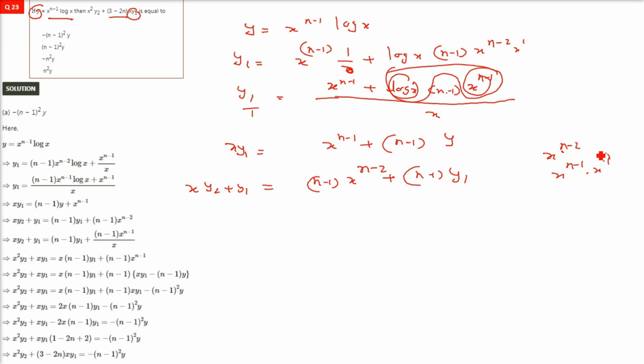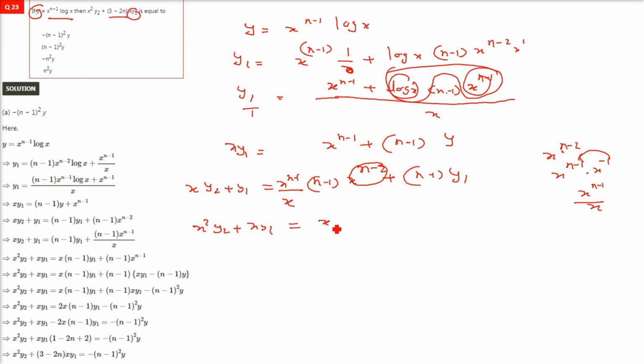When you add this, it's going to be n minus 2 in the power. So I'm writing this x to the power n minus 2 as x to the power n minus 1 divided by x. I hope you got the idea. Now you see that we need x square y2. We need all the terms which are on the right. So x square y2, I'm multiplying everything with x now.